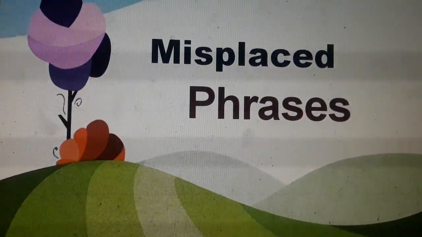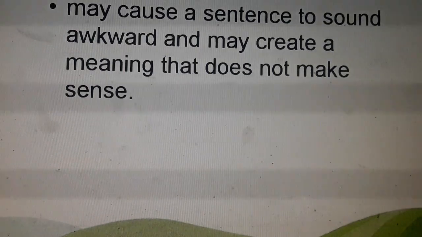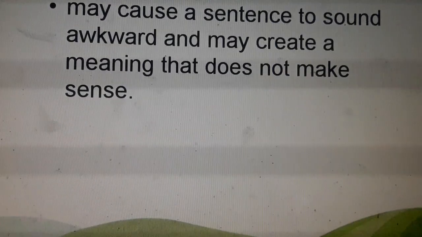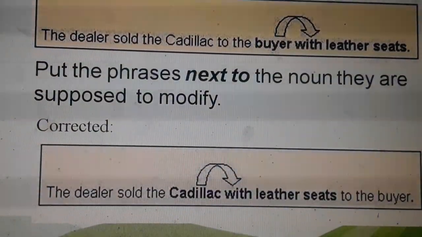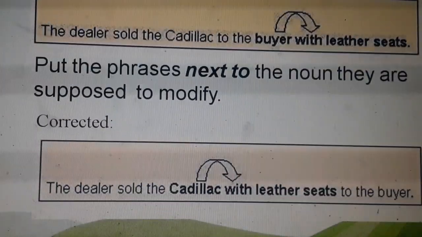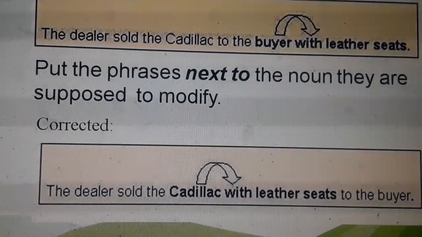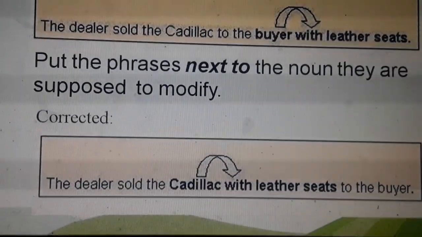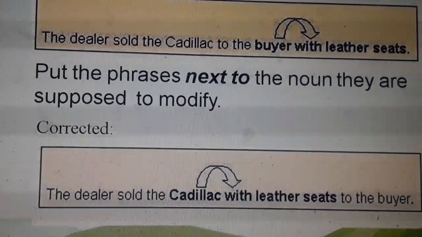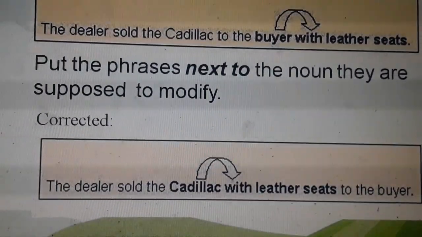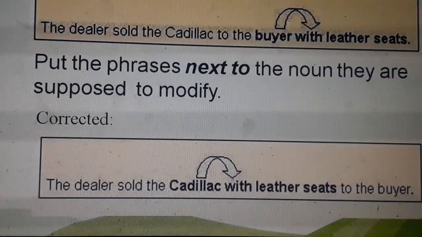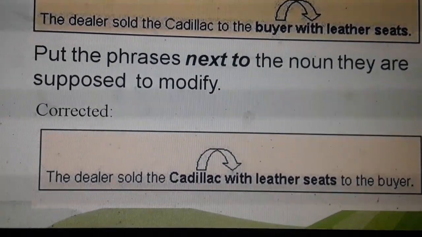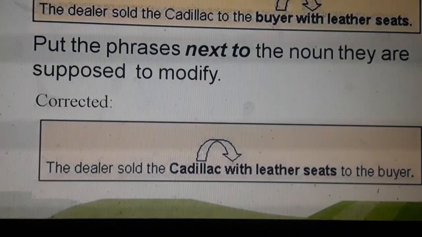Misplaced phrases. Misplaced phrases may cause a sentence to sound awkward and may create meaning that does not make sense. Look here, this is a phrase given here: the dealer sold the Cadillac to the buyer with leather seats. Cadillac is a car. The car came with leather seats. So see here, the dealer sold the Cadillac with the leather seats to the buyer. Not the buyer with leather seats, the car with the leather seats.